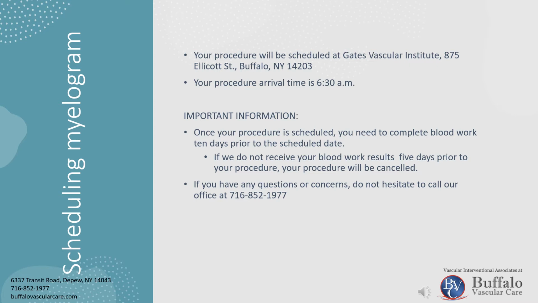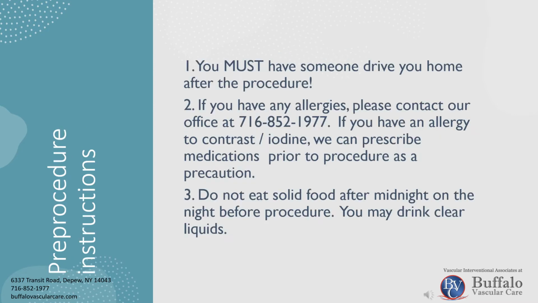Your procedure will be scheduled at Gates Vascular Institute. Your procedural arrival time is 6:30 a.m. Once your procedure is scheduled, you would need to complete blood work 10 days prior to the scheduled date. If we do not receive your blood work results 5 days prior to procedure, your procedure will be canceled. If you have any questions or concerns, do not hesitate to call our office at 716-852-1977. You must have someone drive you home after the procedure.